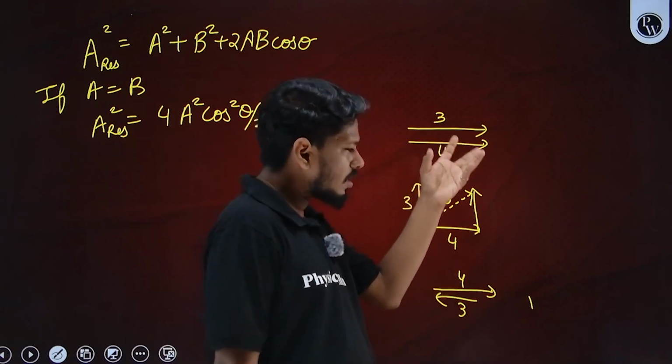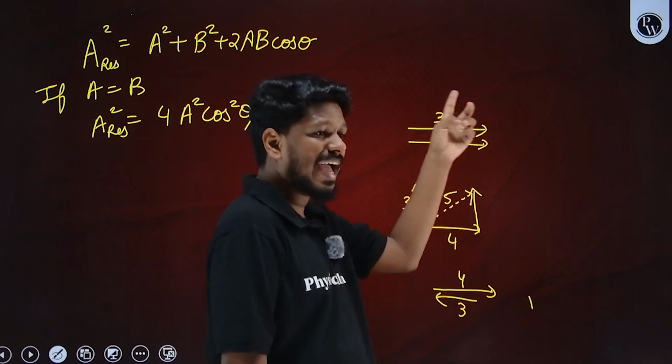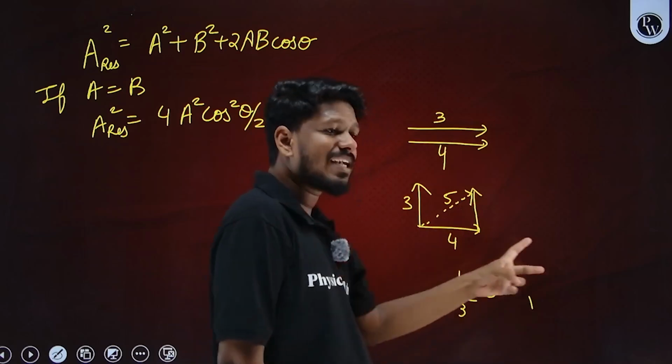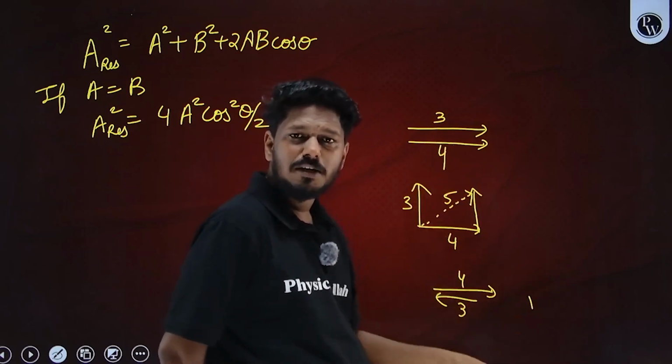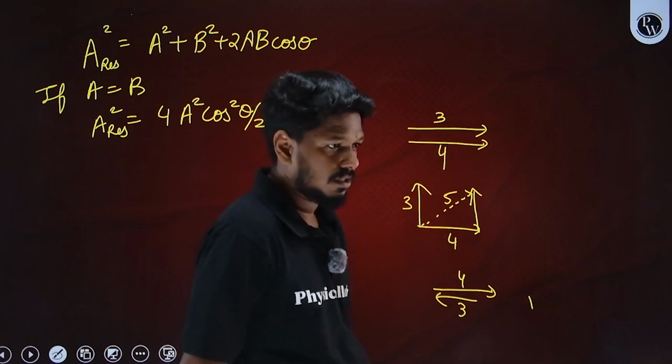So based on the way of adding, there are certain places in which I get my maximum value, and there are certain places where I get minimum value. Okay.